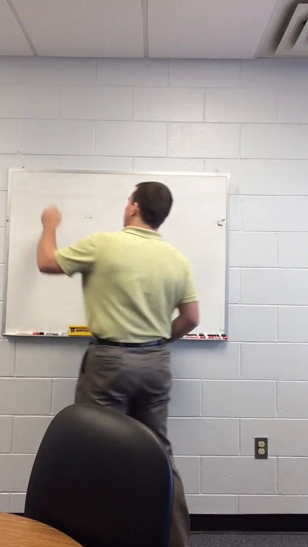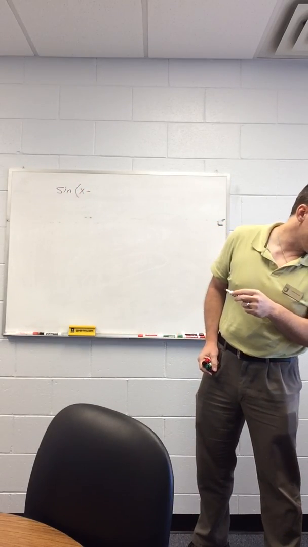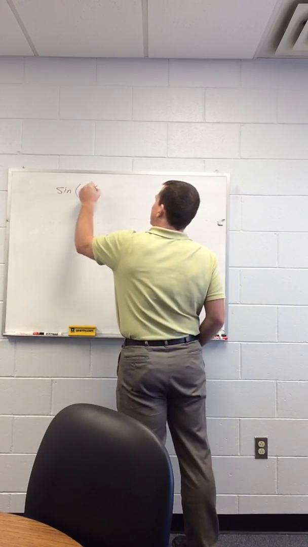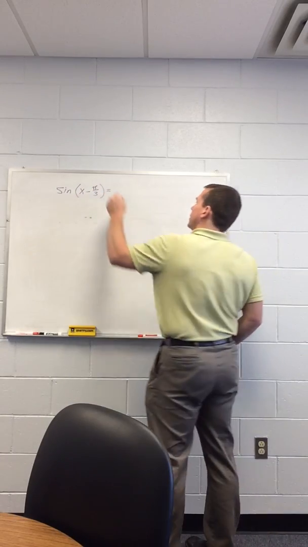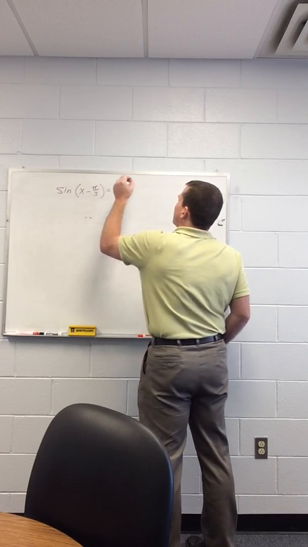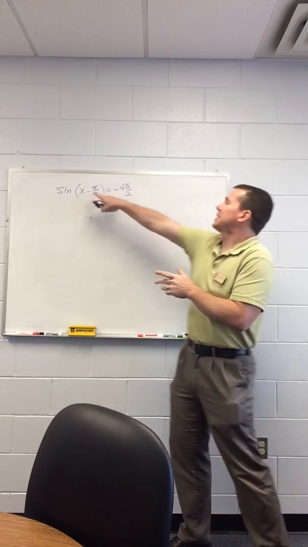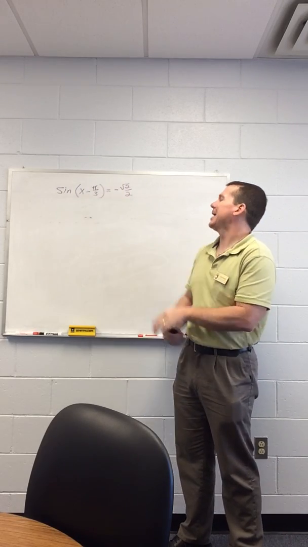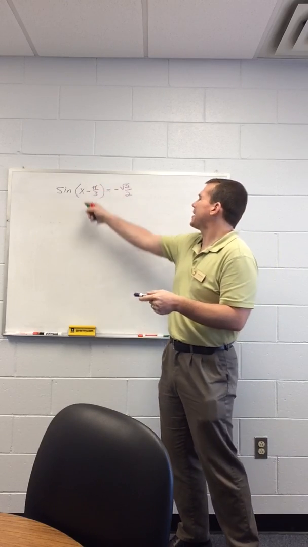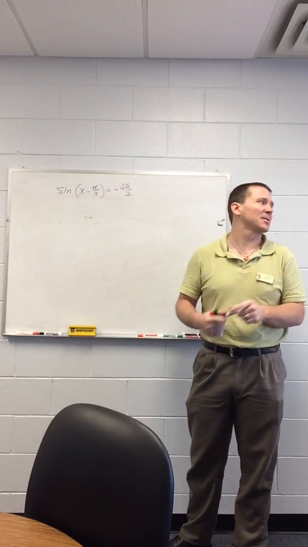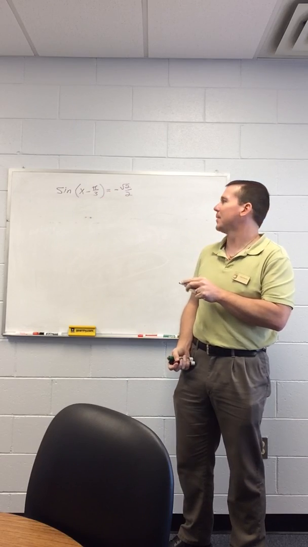Next up. Sine of x minus pi over 3 equals negative root 2 over 2. And there we go. And again, we have the same issue. We have an x inside of our sine there, so we have to get rid of it. It's already isolated, so all I really have to do is take the sine inverse.